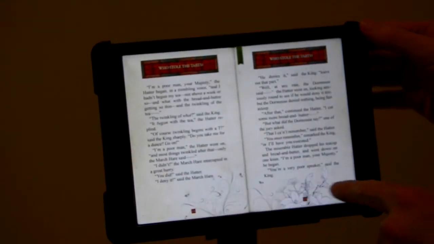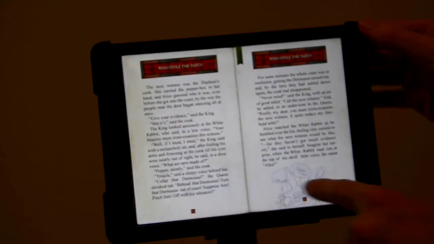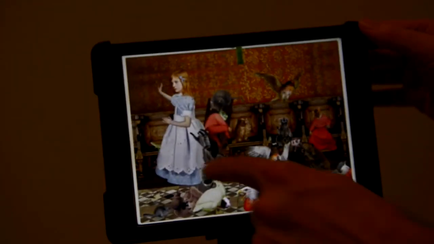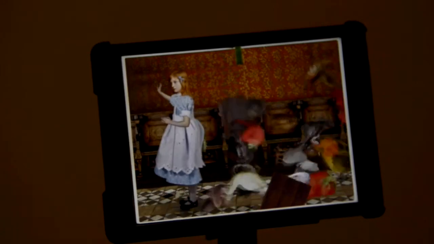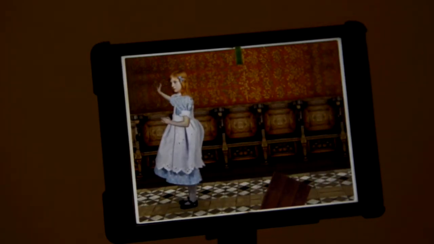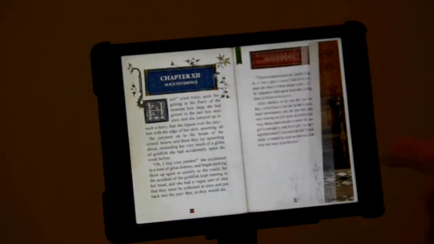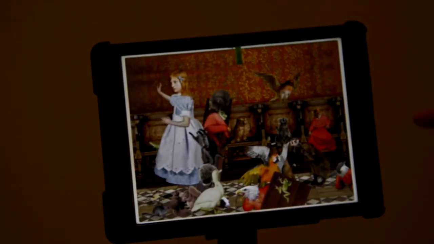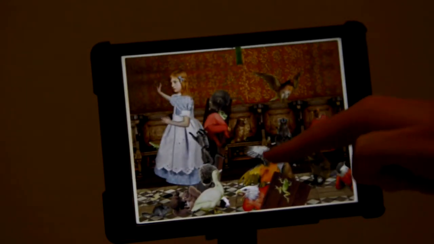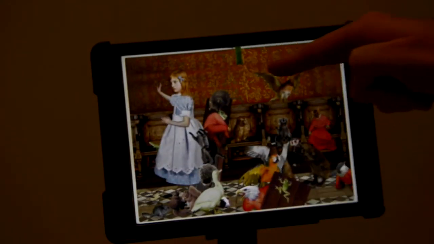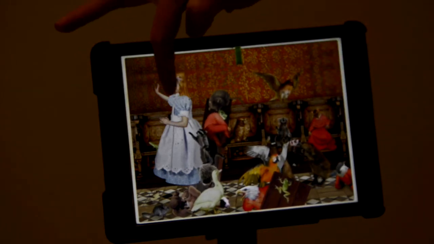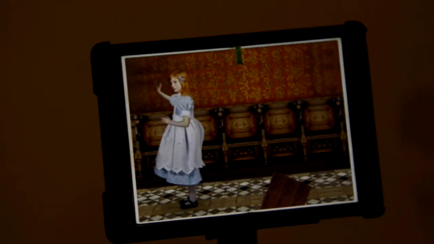Give your ready. The next, chapter 12. Look, that's it. Chapter 12. You see how they're moving a little bit? Kind of slow motion, all of them. And then when you're clicking, that's it.